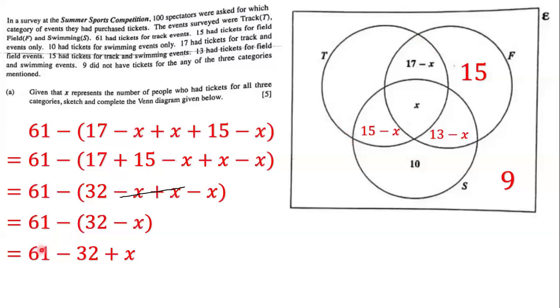And so we have 61 minus 32 plus x. 61 minus 32 is 29, so we have 29 plus x. That means that T only is going to be equal to 29 plus x. And so we have completed this Venn diagram in terms of x.